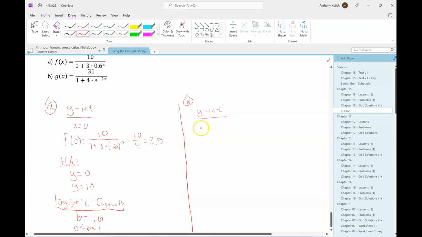Okay. So again, for part B, the y-intercept, we just care about f of 0, or when x is 0. So e to the 0 is 1. 1 times 4 is 4. 1 plus 4 is 5. So I have 31 over 5, or 6.2.